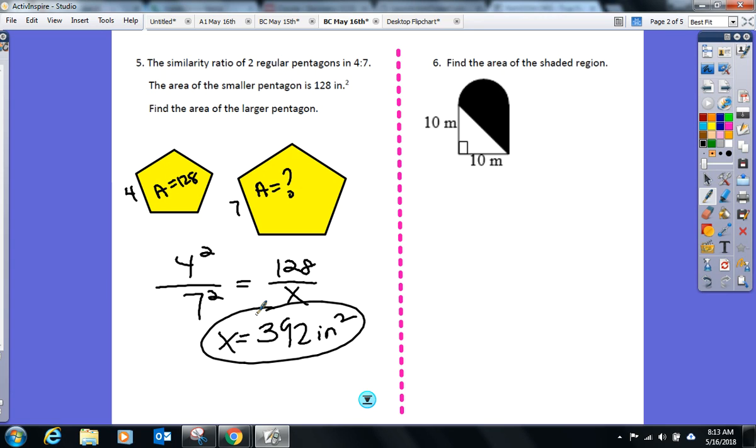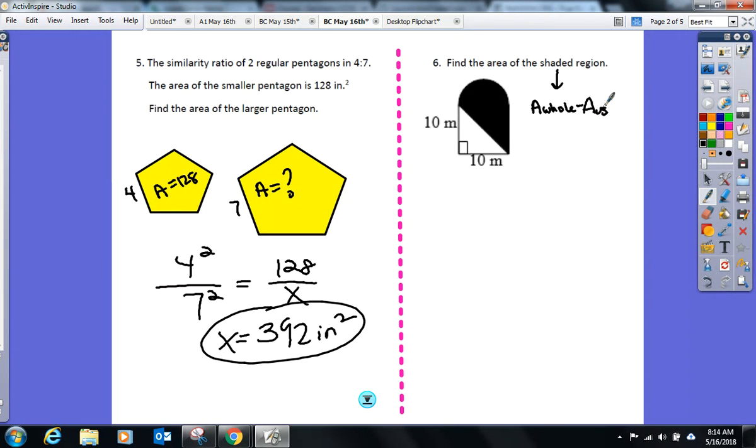All right, what about 6? Find the area of the shaded region. Well, I have no idea what that figure is, that shade. I don't even know what the whole thing is. Usually how I find shaded regions, I take the area of the whole thing and subtract out the area of the unshaded. But I have no idea what the whole thing is.